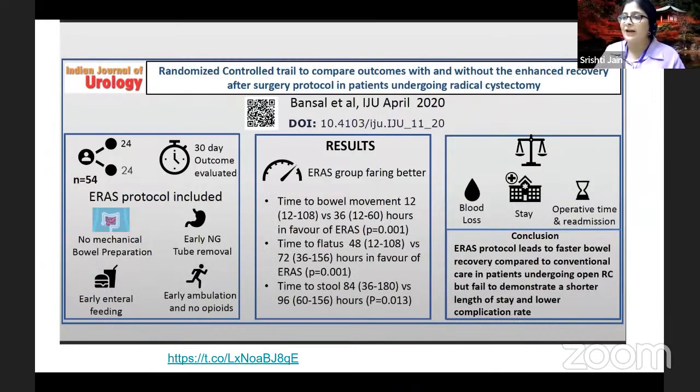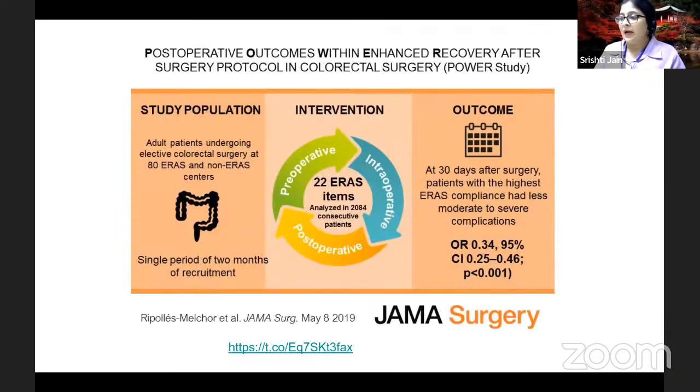So we have now enough data to suggest that ERAS is very, very important. ERAS saves life and it decreases the length of stay and lowers the complication rate. And very importantly, we need to understand and we have to give up our old traditional ways of practice, unlearn the old ways and learn the new ways. So the ERAS protocol includes no bowel preparation before the surgery, early NG tube removal, early enteral feeding, early ambulation, and no opioids. And this is another infographic of a study published in JAMA in which they studied 80 elective colorectal surgeries, and they found that at 30 days after surgery, patients with the highest ERAS compliance had fewer moderate to severe complications.